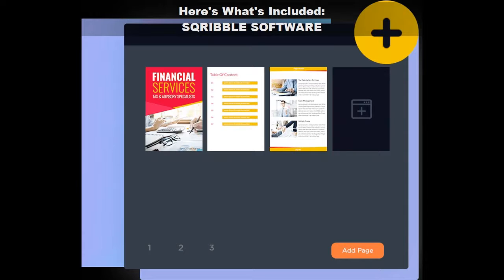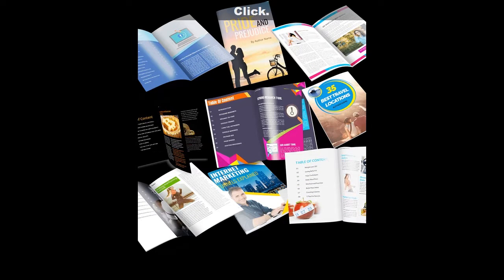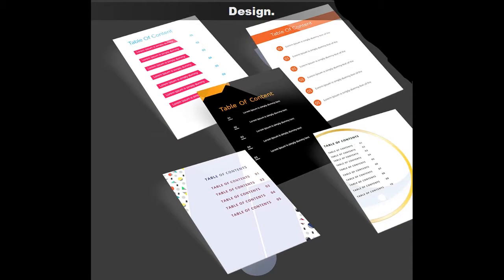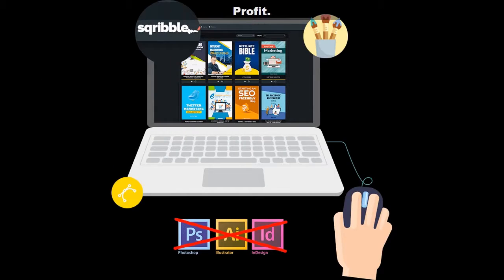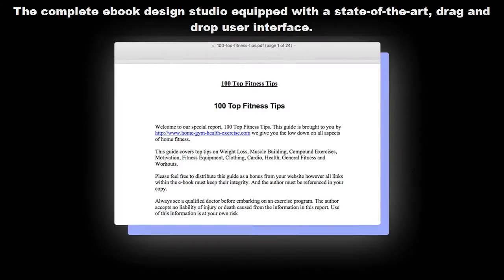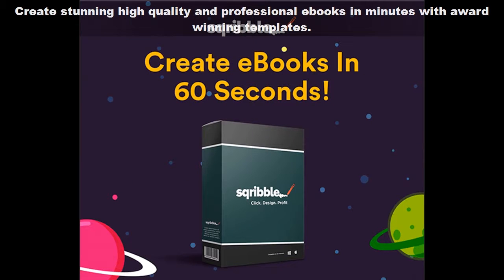Here's what's included: Sqribble software. Click. Design. Profit. The complete ebook design studio equipped with a state-of-the-art, drag-and-drop user interface. Create stunning high-quality and professional ebooks in minutes with award-winning templates.